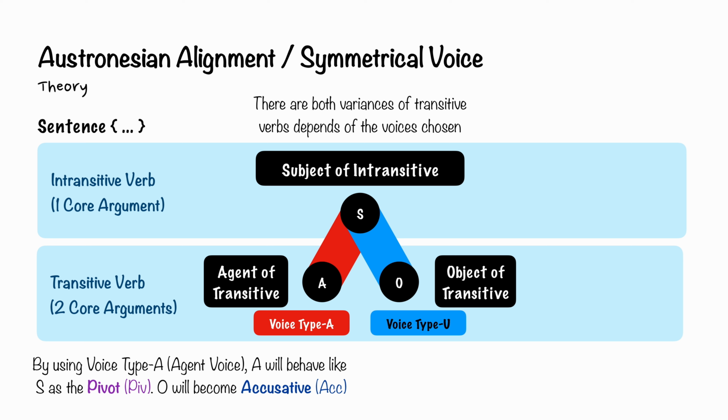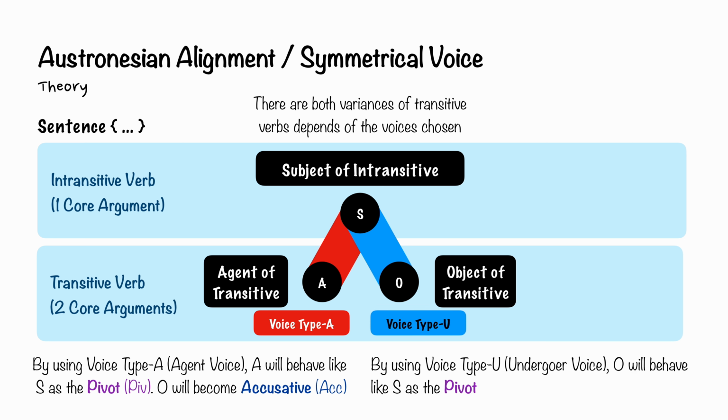Conversely, when voice type U or undergoer voice is chosen, object O will behave like subject as the pivot, and in this case, agent A will behave differently and become ergative. As you can see, the chart triangle becomes symmetrical.